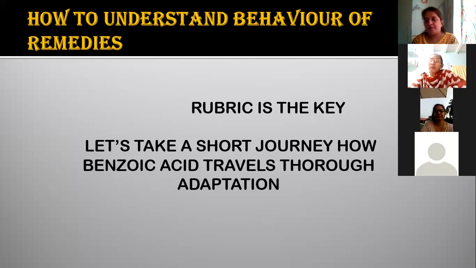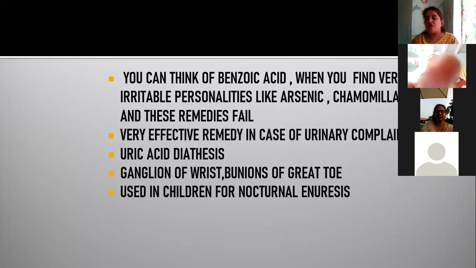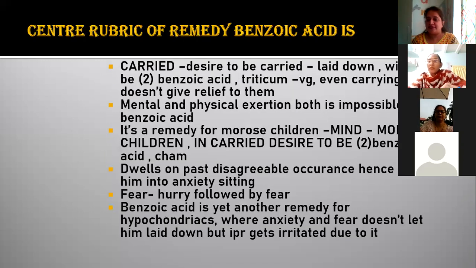Now the IPR will not allow that, isn't it? So you can think of benzoic acid when you find very irritable personalities, and remedies like arsenic and chamomilla fail. It is a very effective remedy in urinary complaints, uric acid diathesis, ganglion of the wrist, union of the great toe, and used in children for nocturnal enuresis. The main thing is they dwell in the past and desire to be carried. When arsenic and chamomilla like remedies fail, you can think of benzoic acid.